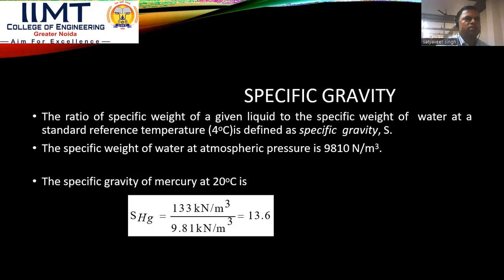In some numericals in the exam, the specific gravity of mercury is not given. So we have to learn the value of specific gravity in the case of mercury. It is 13.6.